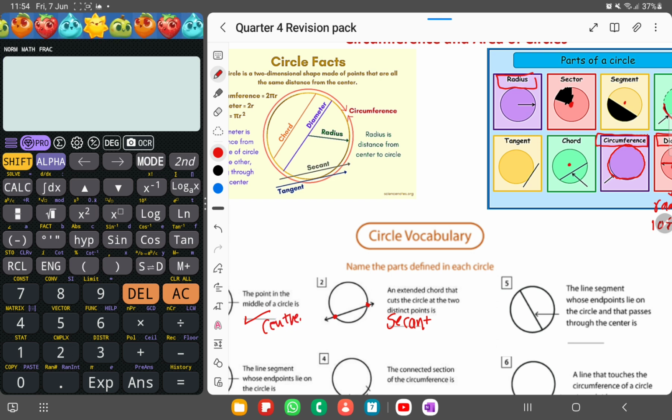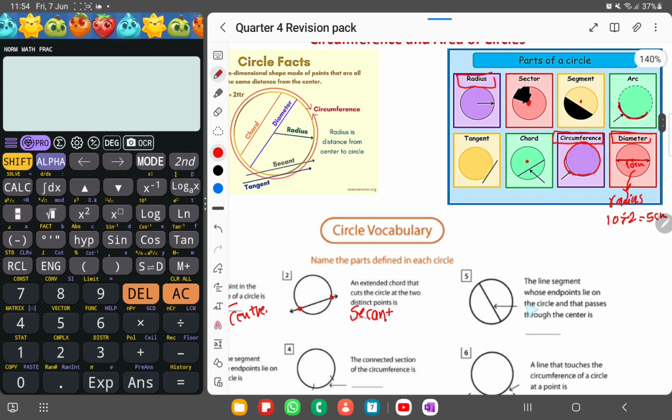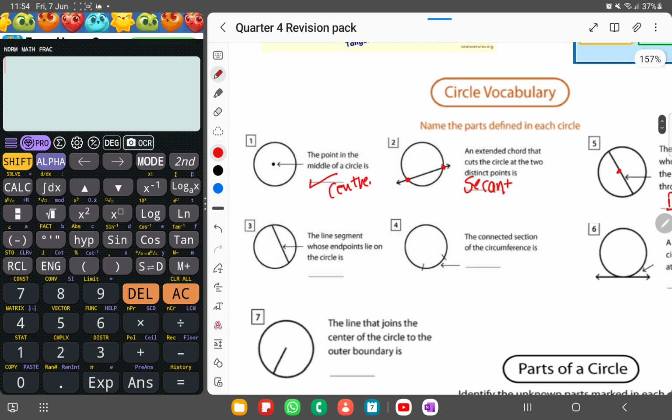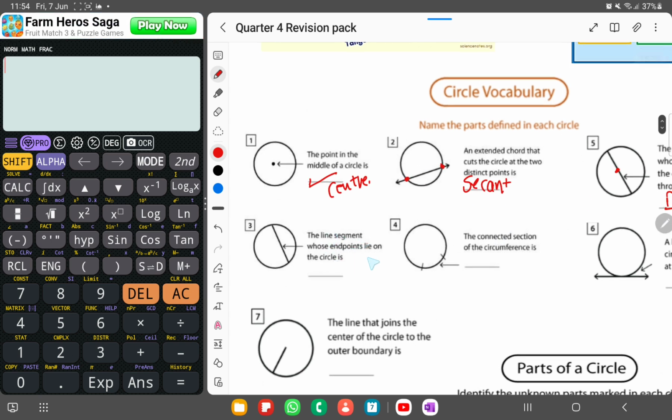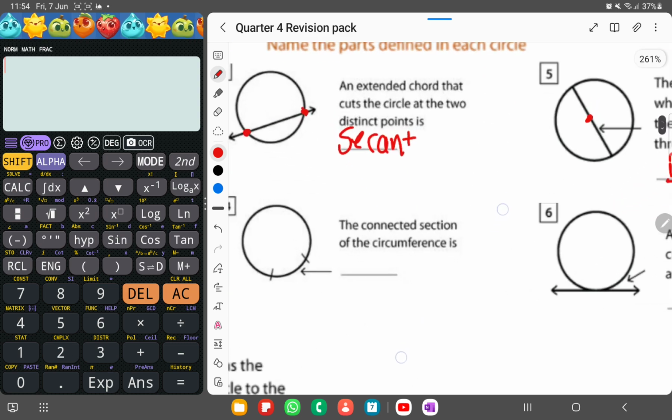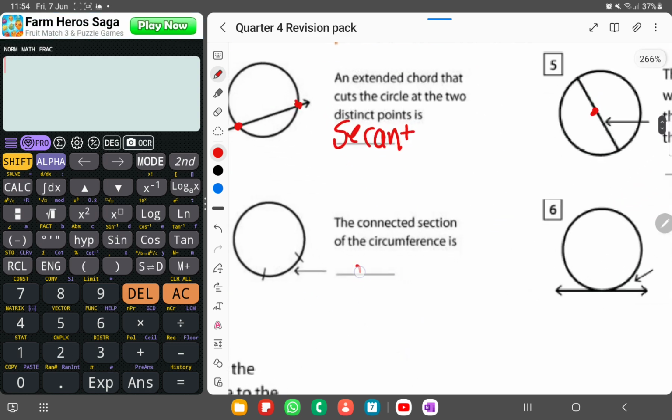This is the center of the circle, and the line segment whose end points are on the circle and that passes through the center, so here is the center and it touches the two points, so it's called the diameter. Very good. And here the line segment whose end points just lie on the circle without passing through the center is called the chord. Bravo. The connected section of the circumference we call an arc. This part here is called an arc.